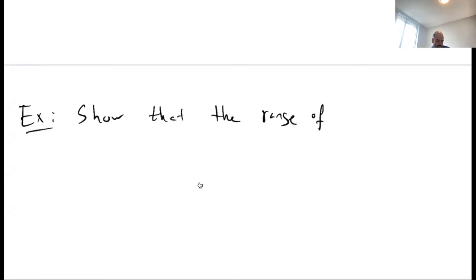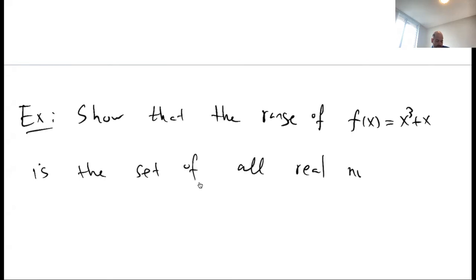And one more example we want to do here for IVT. Remember, I promised you earlier that I'm going to prove for you that the range of x cubed plus x is the set of all real numbers. So show that the range of f of x equals x cubed plus x is the set of all real numbers, i.e., it's the set R.